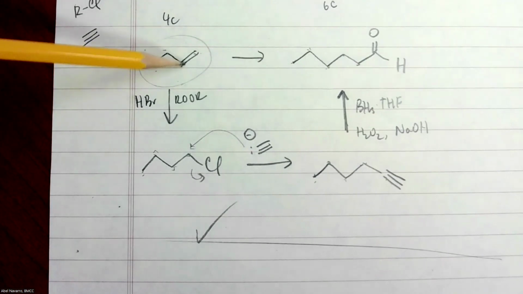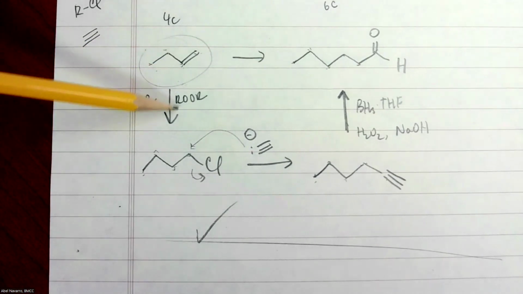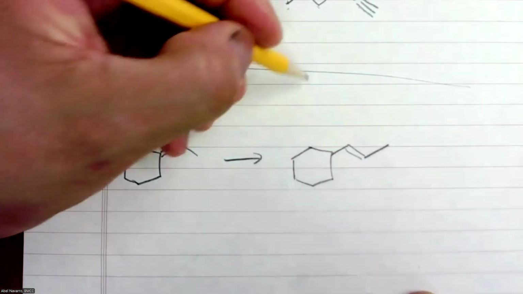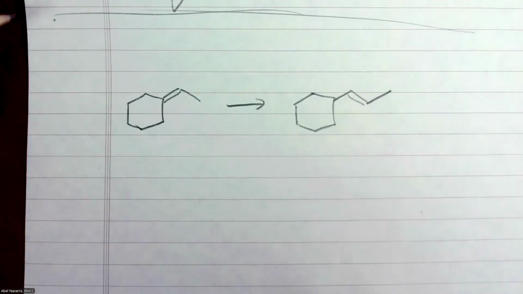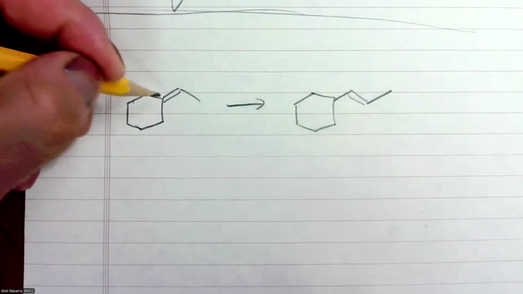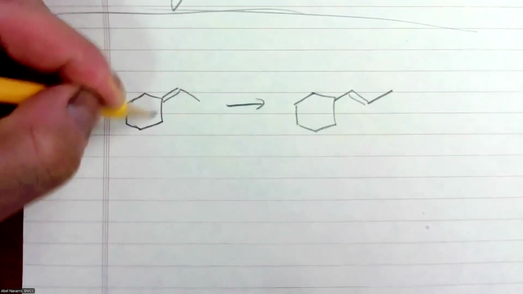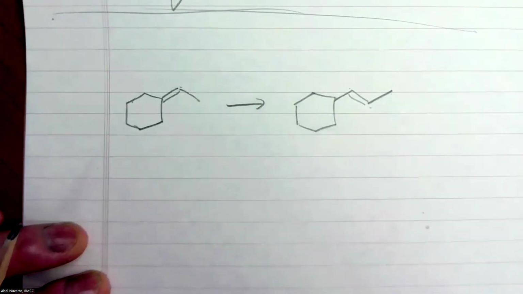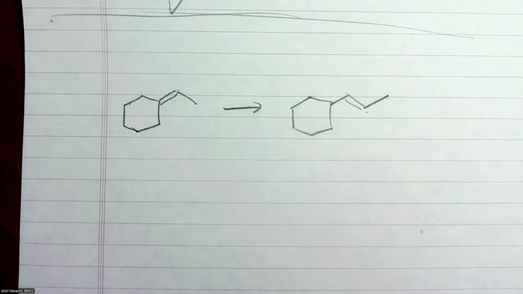Professor, can I make the alkyne from this and then add the halide? Yes, but it will take you more steps. It will make a longer synthesis. Now, next: 6 carbons, 7, 8, 9. Elongation. Definitely an elongation. Okay, but this elongation is a little bit tricky, right?